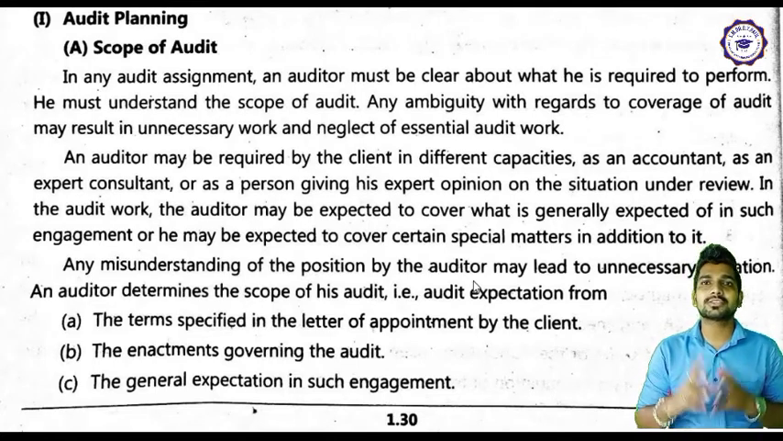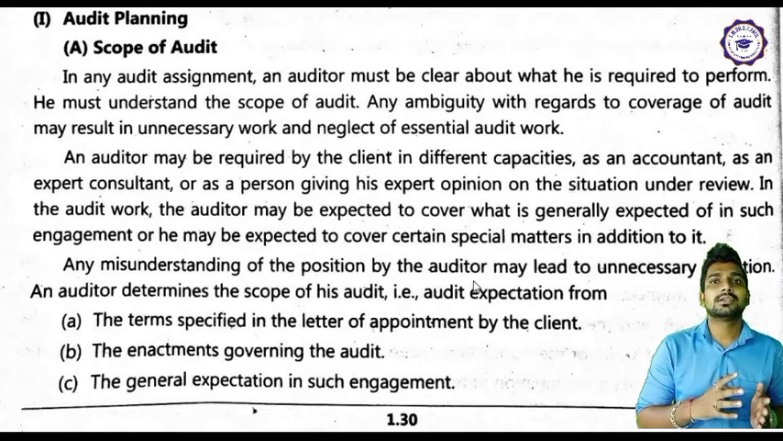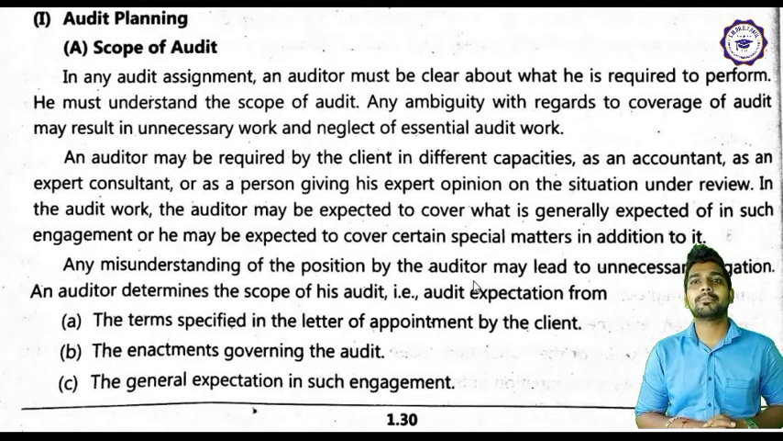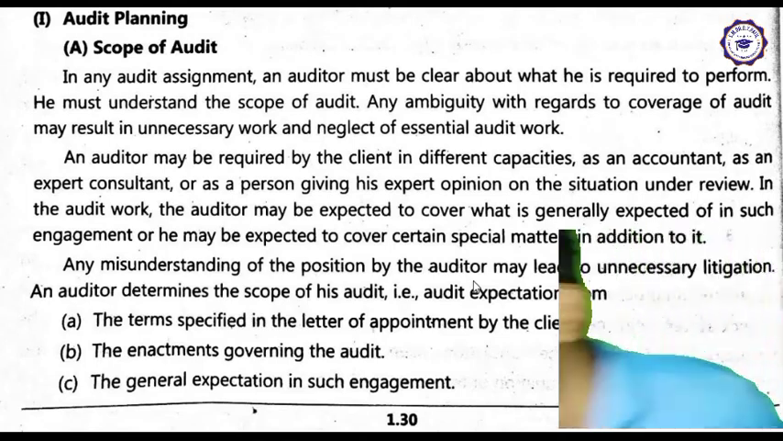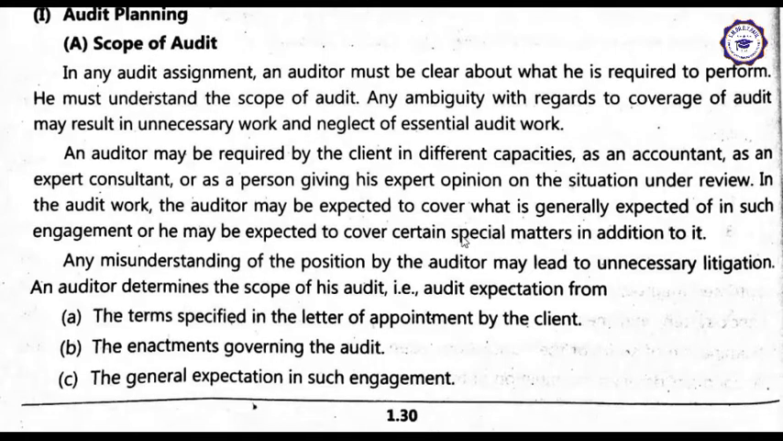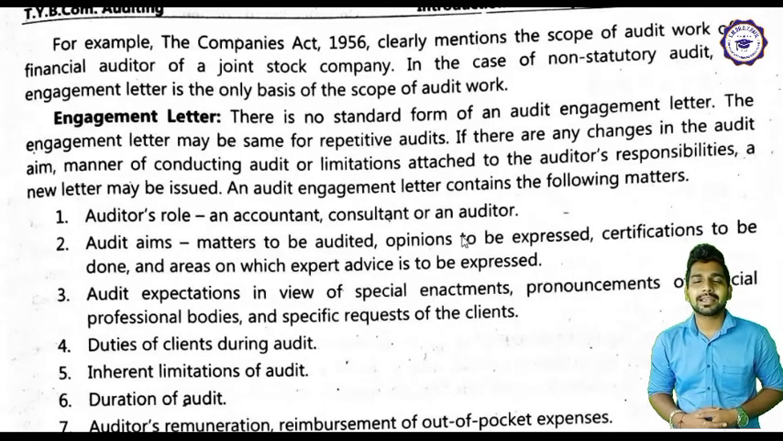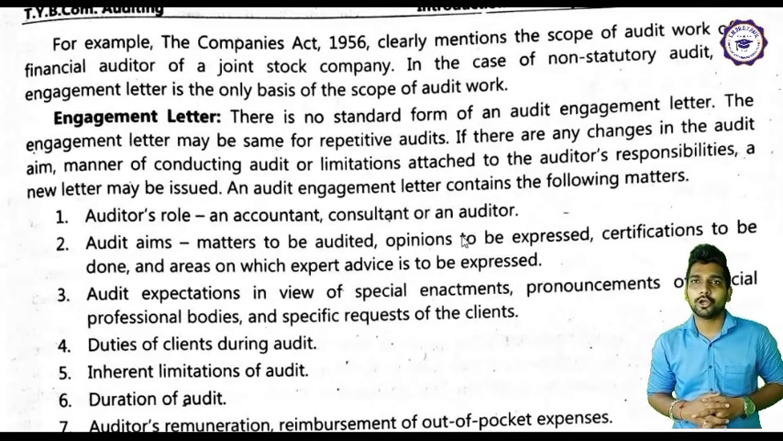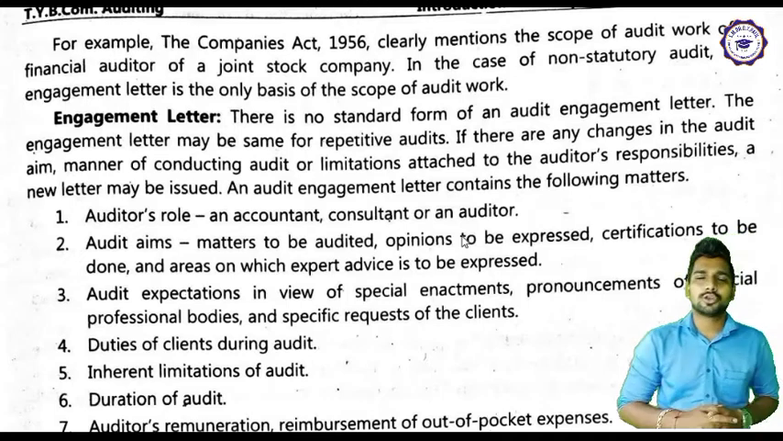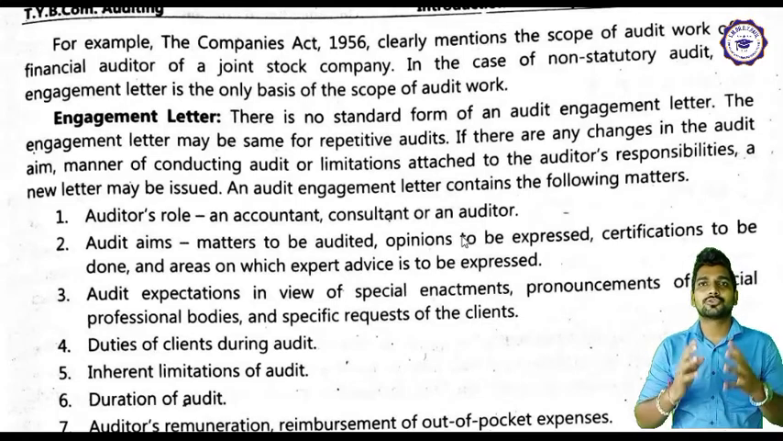An auditor determines the scope of his audit, that is audit expectation, from the terms specified in the letter of appointment by the client, the enactments governing the audit, and the general expectations in such engagements. To clarify this, let us see an example. The Companies Act 1956 clearly mentions the scope of audit work of a financial auditor of a joint stock company. In the case of a non-statutory audit, the engagement letter is the only basis of the scope of audit work.